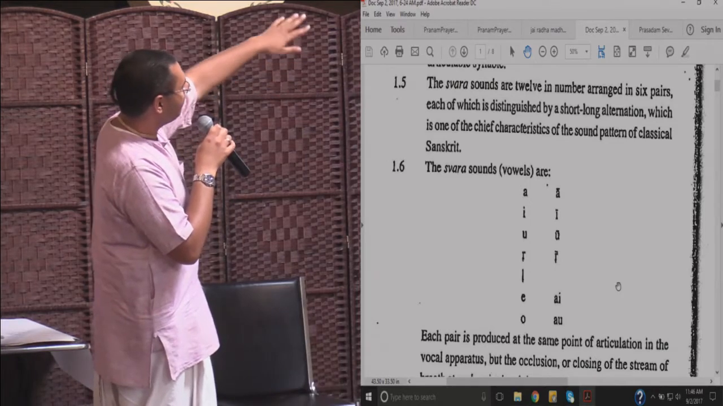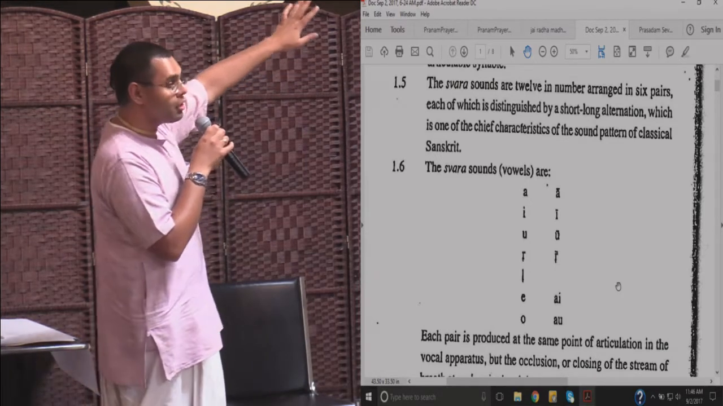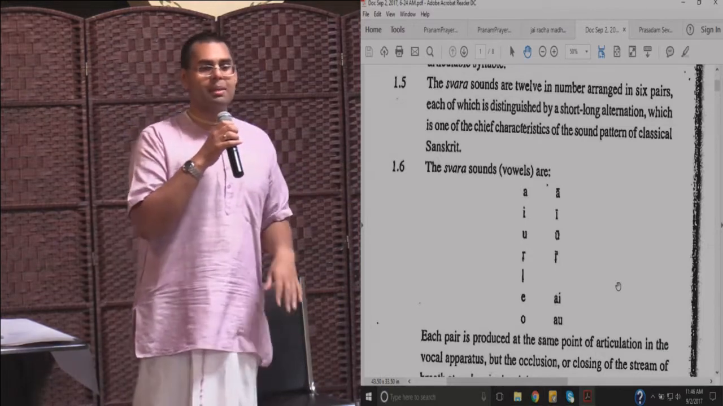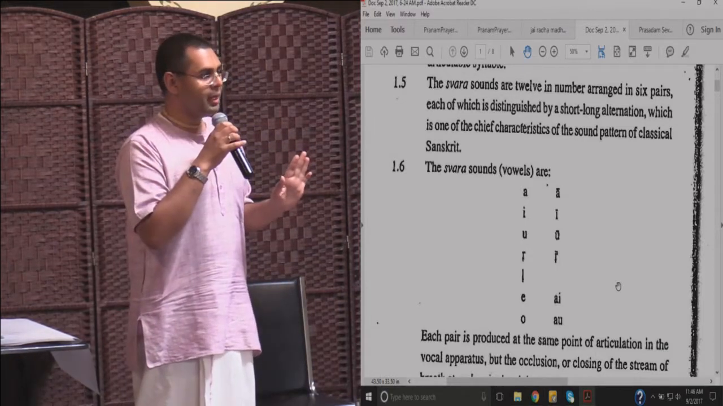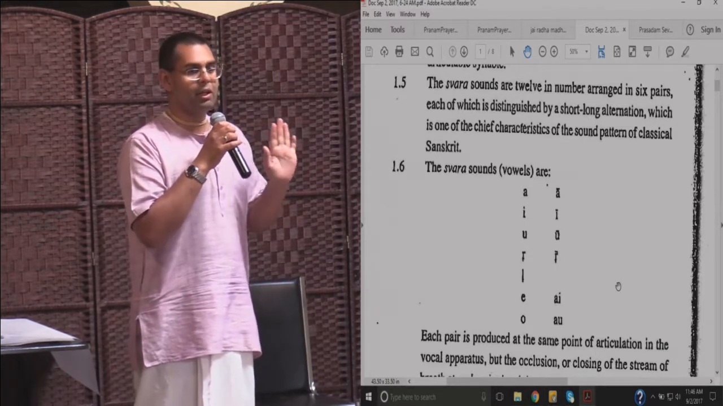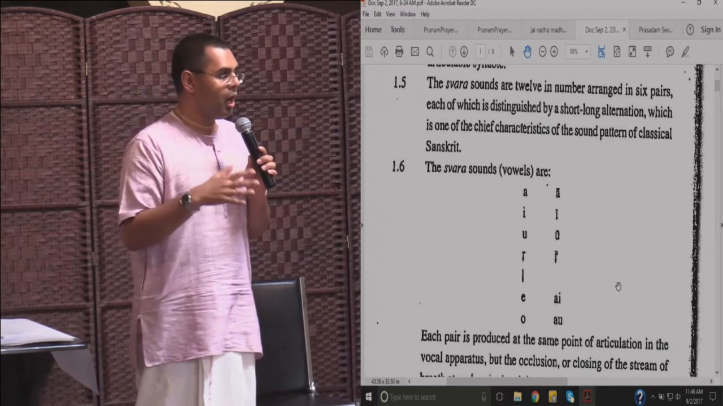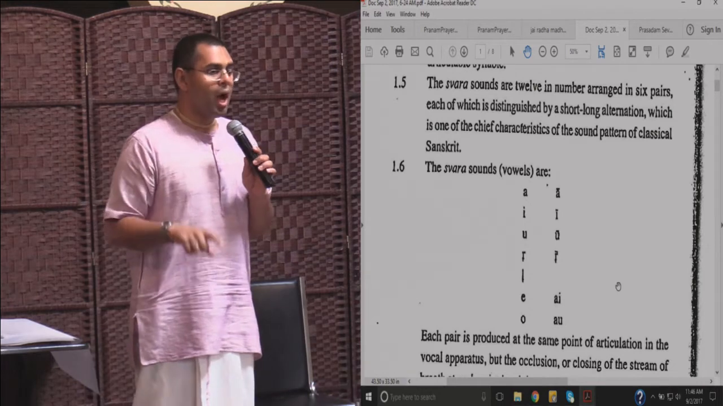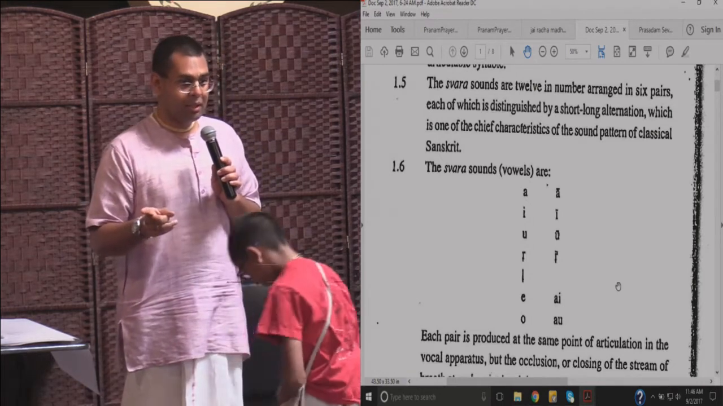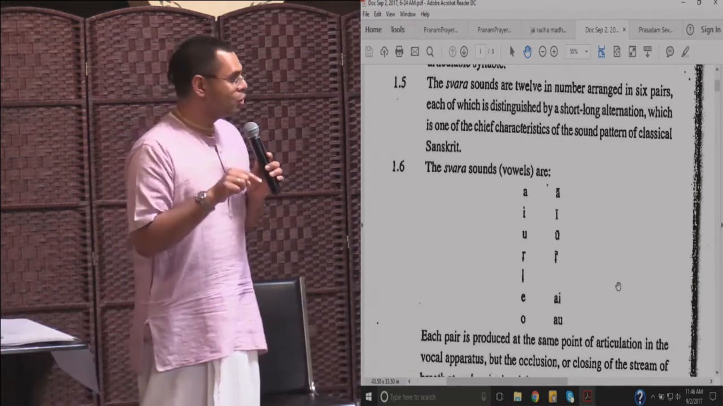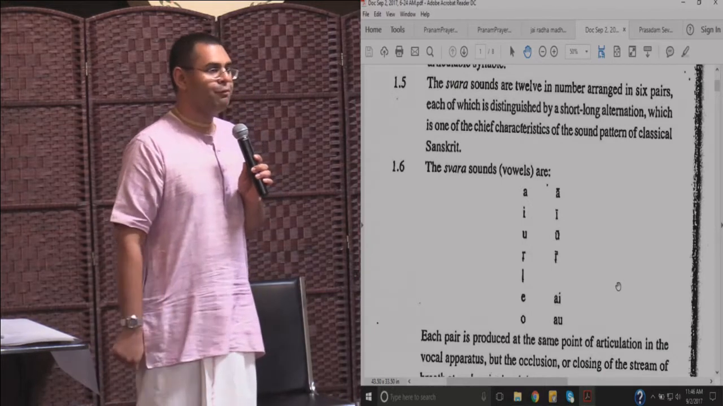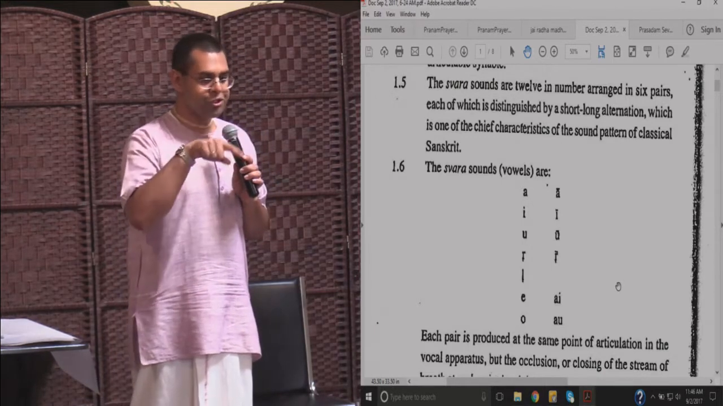So anyway, the point being is that Jiva Goswami, he calls the vowels in general Sarveshwara. Why? Because they rule everything. They are completely independent. A vowel can be pronounced on its own. No problem. A consonant, on the other hand, needs a vowel to be pronounced.